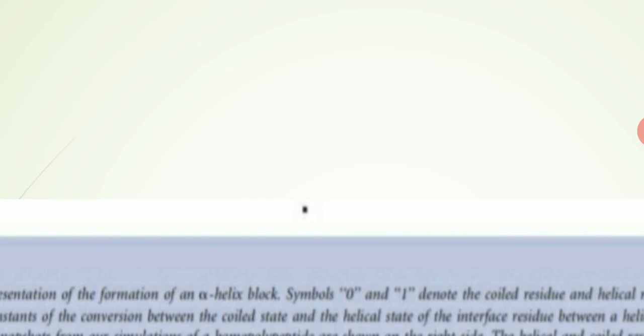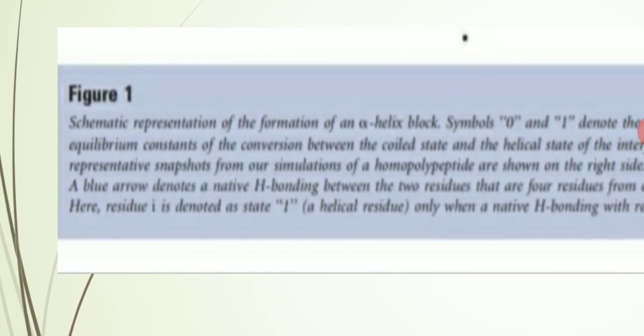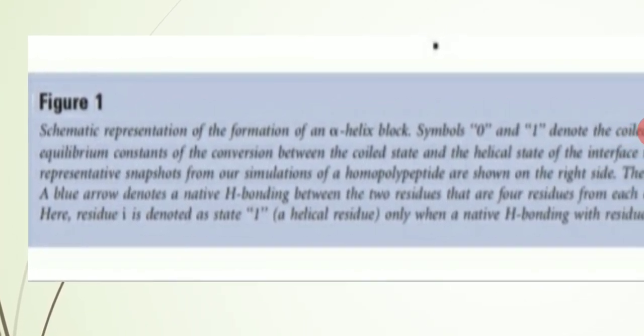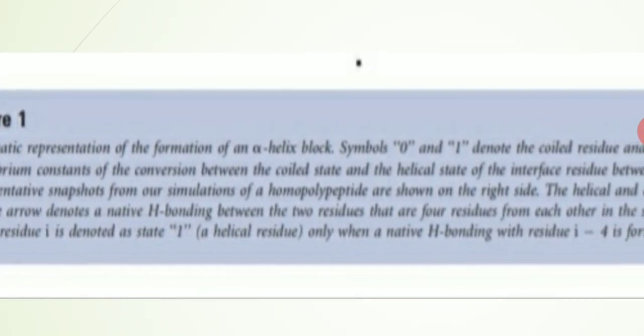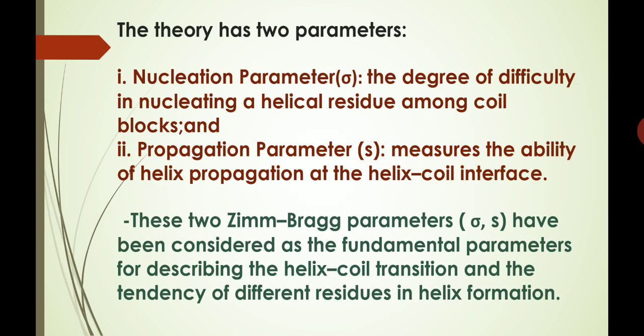So this figure is the schematic representation of the formation of an alpha helix block. Symbol O or I denotes the coiled residue. The theory has two parameters. First, the nucleation parameter, or sigma. It denotes the degree of difficulty in nucleating a helical residue among coil blocks. And the second one is the propagation parameter, or s. It measures the ability of helix propagation at the helix coil interface.